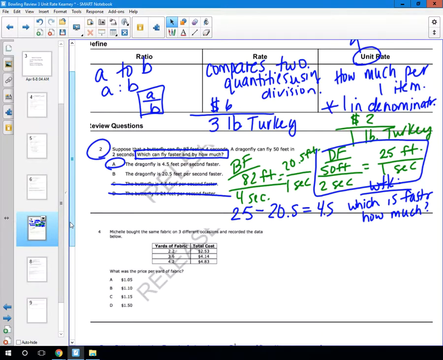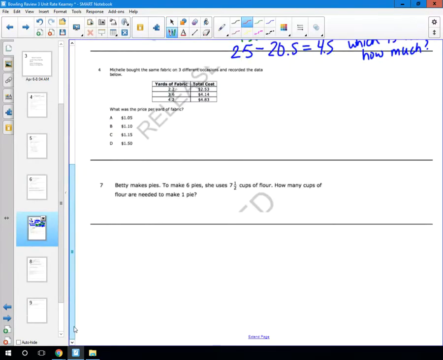Okay, so if you're ever asked to compare two different scenarios and you want to know what's the better buy or what's faster, you always want to find the unit rate and compare how much per one. Okay, I'm going to do one more with you guys. So the next one I want you to come down is I want you to find this one.